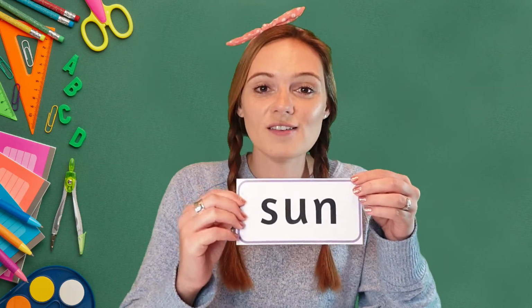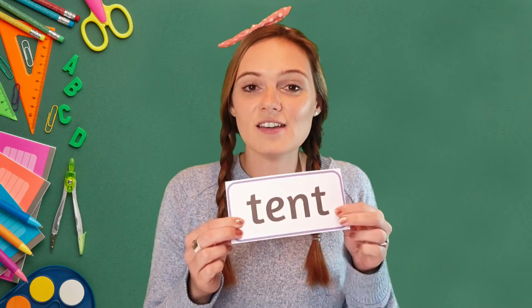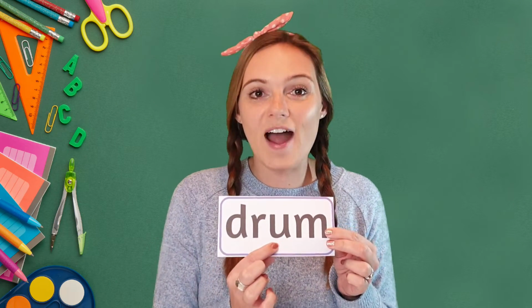CVC words, I think, often sound far more confusing than they really are. C stands for consonant, V stands for vowel. So a CVC word would go consonant, vowel, consonant. For example, sun, consonant, vowel, consonant. You may also hear of a CVCC word, for example, tent, CVCC, consonant, vowel, consonant, consonant, or you may hear of a CCVC word, which is consonant, consonant, vowel, consonant.